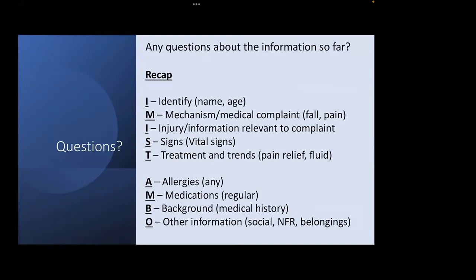Okay. So great. Just to recap, using IMIST AMBO, I is for identify, the name and age. M is the mechanism, medical complaint. I is for injury. S is for the signs. T is for the treatment and trends. A is for allergies. M is for medications. B is for background. And O is for any other information.